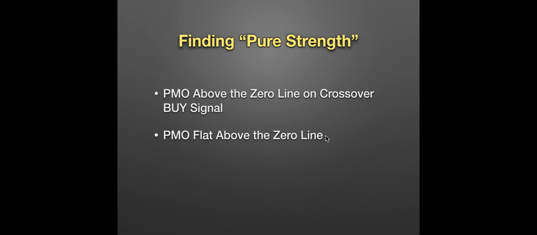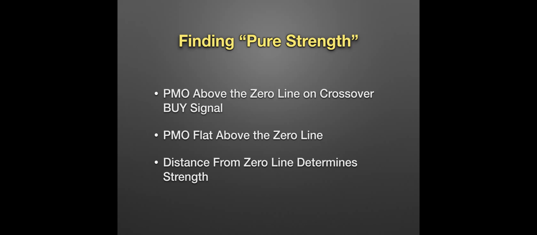As I like to say, winners will generally keep on winning. So you want to find those that are doing well. I am a momentum trader, and so that follows in line with that. The distance from the zero line also determines strength. So you may have that PMO above the zero line, you may have that crossover above the zero line, but if it's just barely above the zero line, you're probably not looking at pure strength. You're looking at some strength, but not necessarily pure strength. So you want to get it above the zero line as far as you can, if possible.